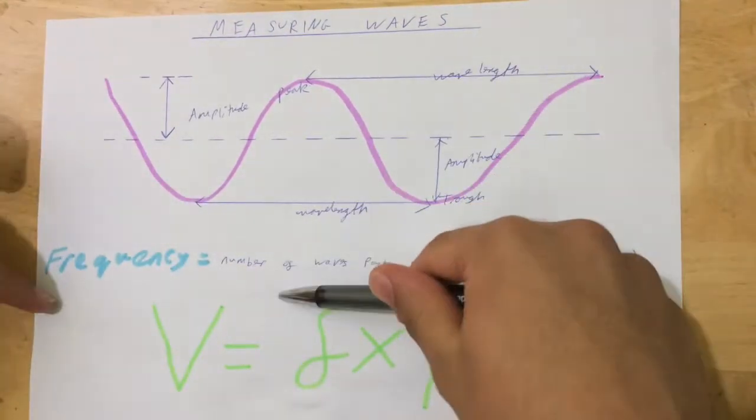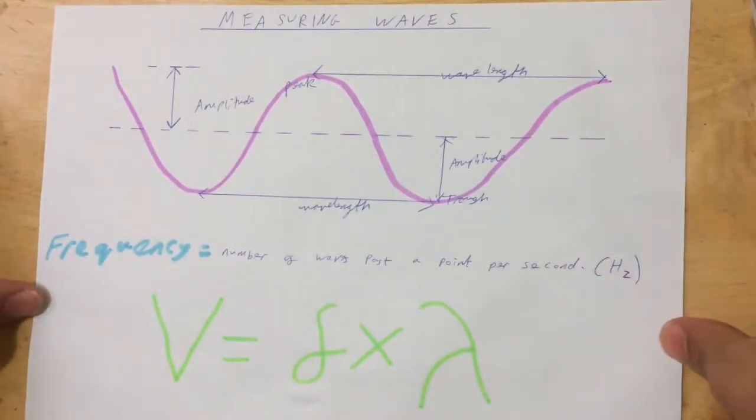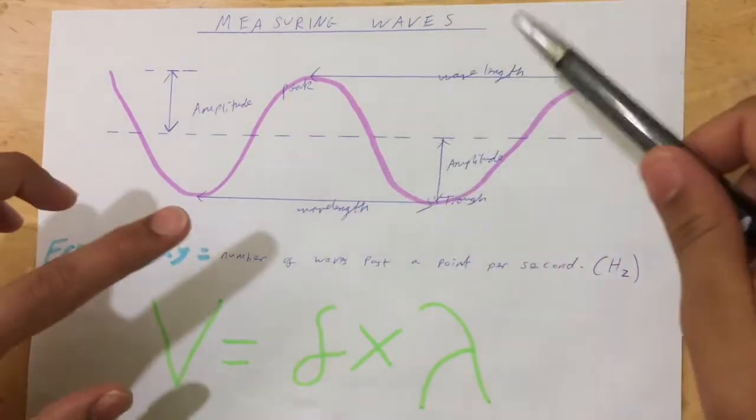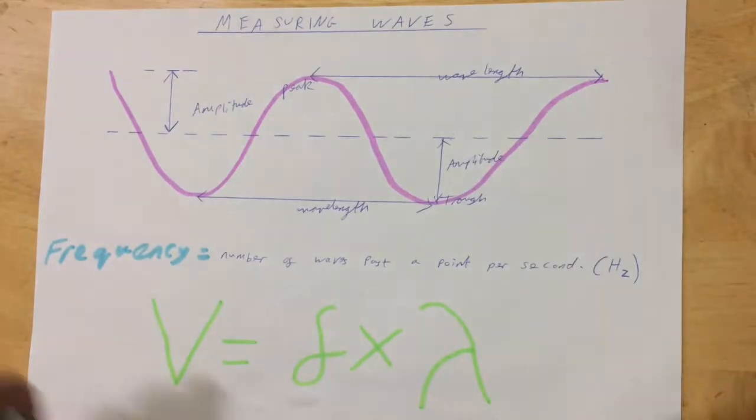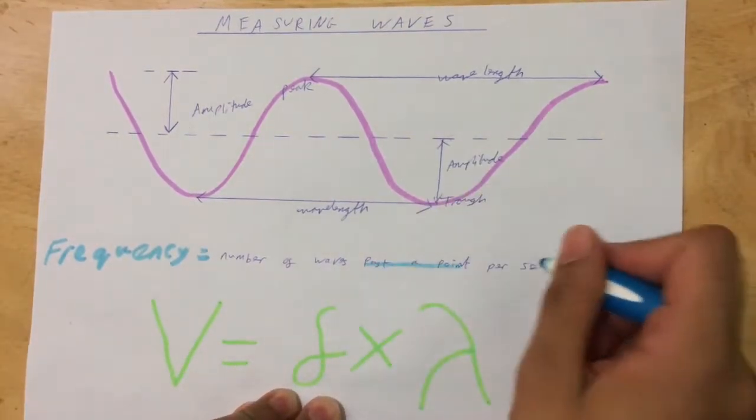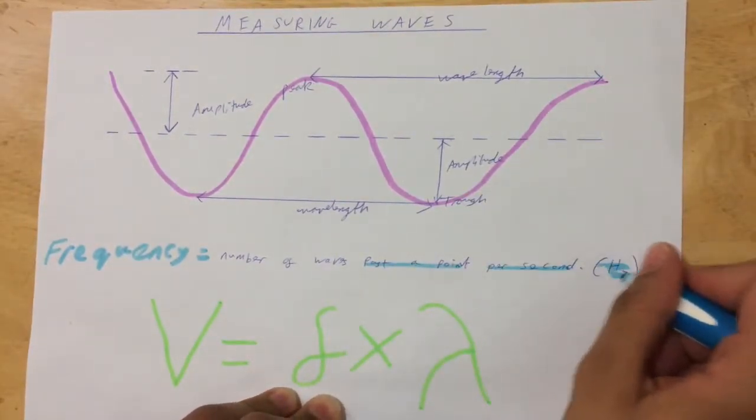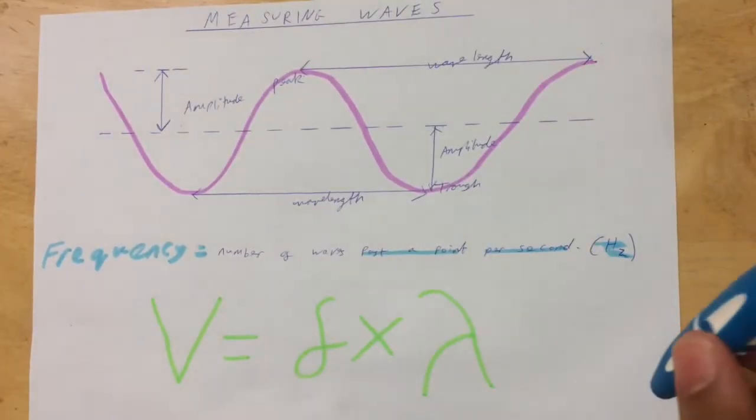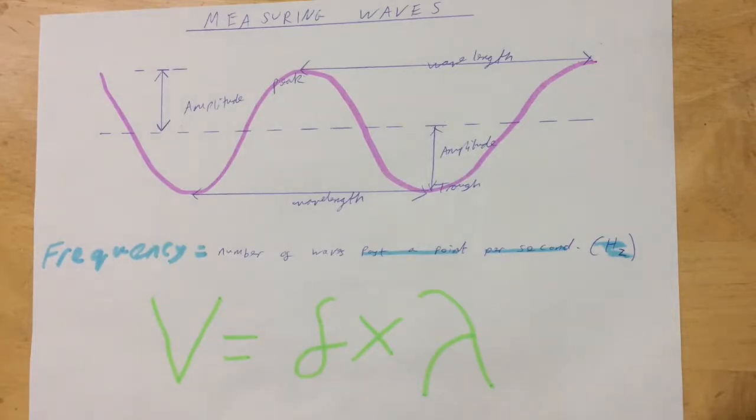Now let's look at frequency. You have to know what frequency is. Frequency is the number of waves past a point per second. It's measured in hertz. 1 hertz means one wave past a point in 1 second.